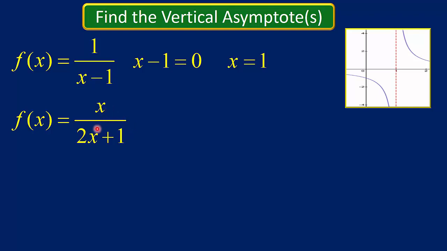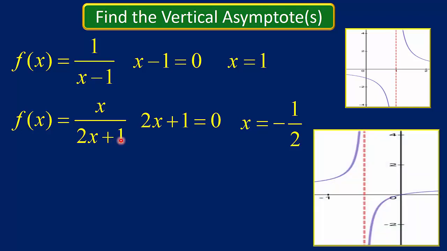Here we've got x over 2x plus 1. To find the vertical asymptote, we're going to set the denominator equal to 0. In this case, I find it to be x equals negative 1/2. So what we see here is we've got a vertical asymptote. We find that by setting the denominator equal to 0, and here's what the graph looks like. Notice, as x approaches negative 1/2 from the left, the function goes to infinity. As x approaches negative 1/2 from the right, the function goes to negative infinity.